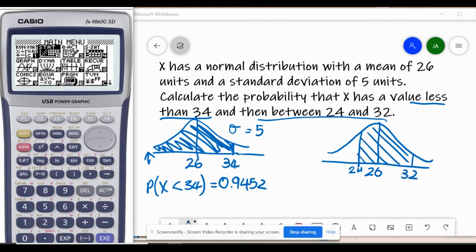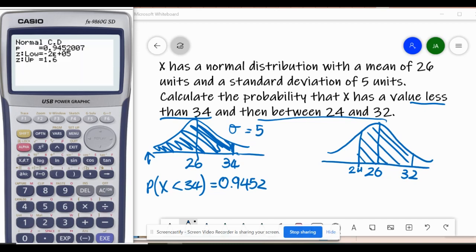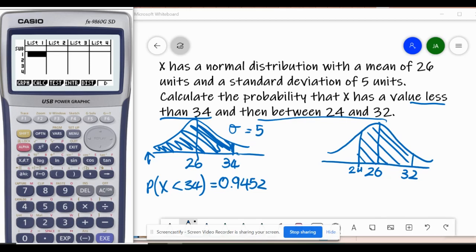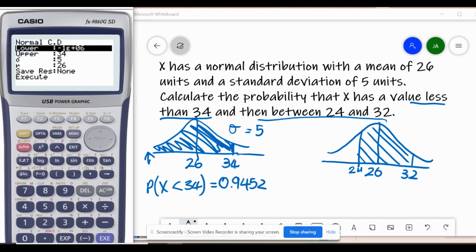Okay, we'll go back to our menu, go into Stat again. Oops, we'll exit out of that. Okay, so what we're going to do now is go into Distribution again, F5, Norm, F1, NCD, F2, and now we're going to change our lower limit, which is now 24, because that's where our lower limit is there, and our higher one is now 32. Now our standard deviation hasn't changed, so we leave that, enter it, and our mean hasn't changed, it's 26.